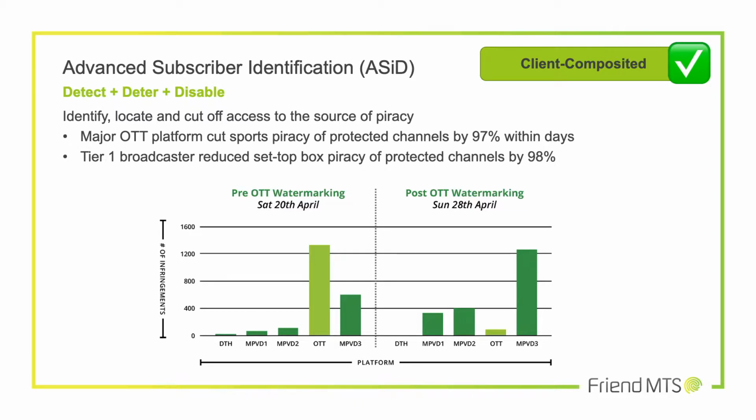It works with live and on-demand content. It's used by our customers to allow detection of piracy, deter piracy, and ultimately disable the source of the piracy, as a payload in the watermark can be used to identify the source that our customer can then shut down. The graphs shown here show a large customer who had an OTT piracy issue, shown on the left, and then a week later, after turning on ACID on their OTT service, they saw the source of piracy fall from their OTT service on the right.